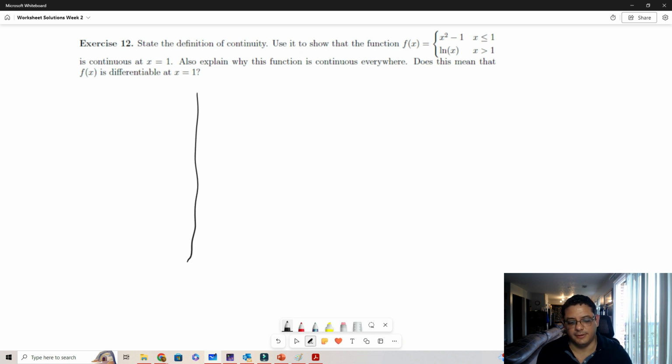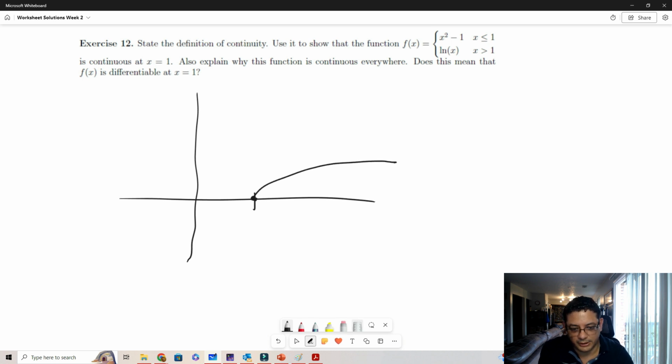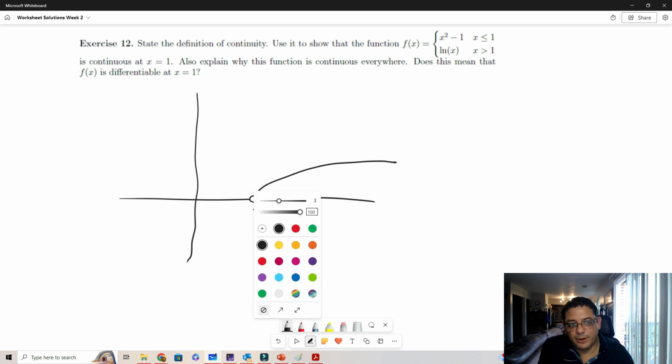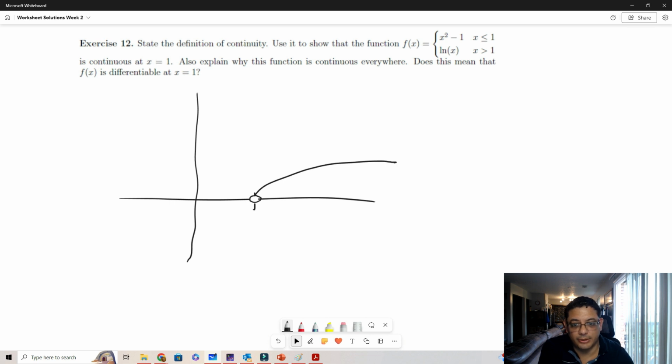So this is something that is likely going to look like this. In 1, we have log after 1. Log in 1 is 0, so it's like this. It doesn't include 1, so there needs to be a hole in here. And then for less than 1 it is x squared minus 1. So x squared minus 1 starts here at 1, and then it opens up like this.